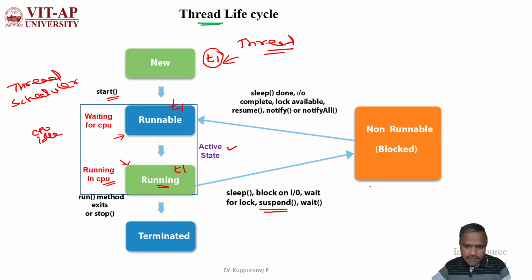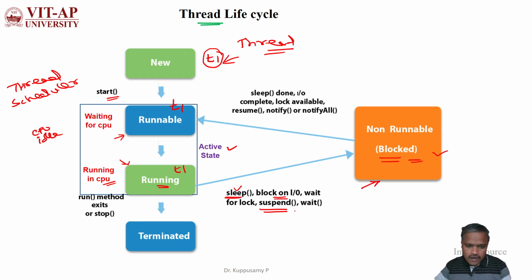Once it is suspended, it will get into the non-runnable state, that means blocked state. Otherwise, sometimes thread 1 may be kept in sleep mode for a number of milliseconds, 10 or 20 milliseconds, due to some reasons, then it will call the sleep method. Then that T1 will be kept in the blocked mode, that means non-runnable state. Otherwise, sometimes it may wait for IO operations, input output operations. At that time also it will be kept in the blocked mode.